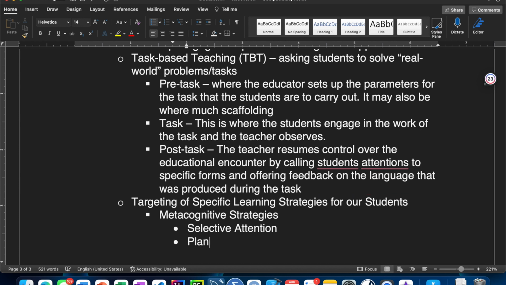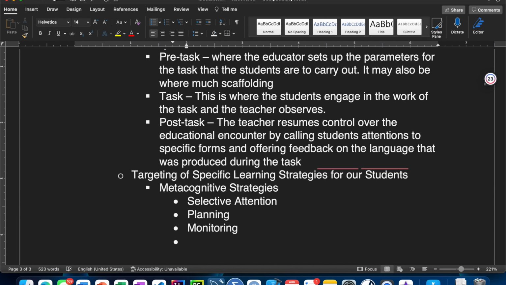This can also be things like planning, very commonly used, or I should say very extensively used in writing classes, where we often give students time to pre-plan the work that they're doing. Also includes things like monitoring. This goes back to Krashen's monitoring hypothesis, as well as evaluation. So things like asking students to make judgments about the appropriateness of certain utterances.